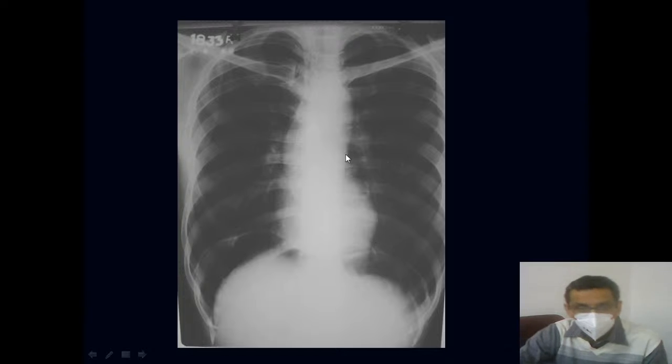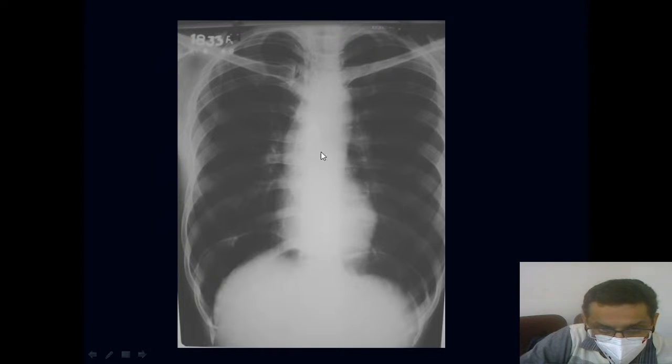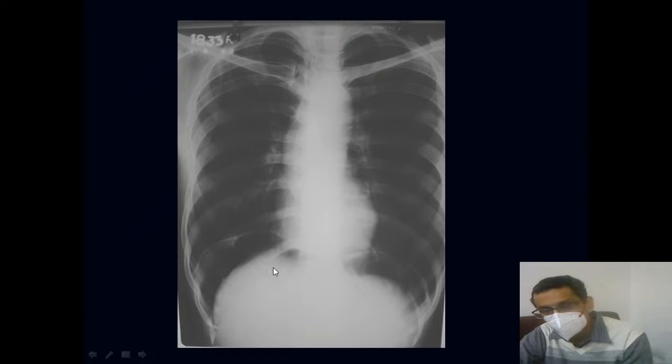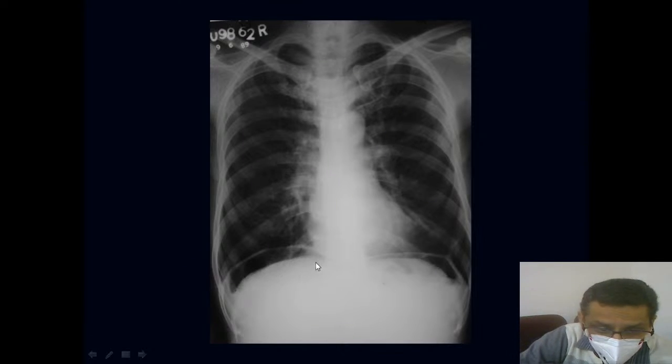Okay, another example. This is again a chest X-ray I am showing you. This is air in the lungs, but what you see here is the diaphragmatic opacity here, the diaphragmatic opacity here, and this is air beneath the diaphragm on both sides. So this is pneumoperitoneum. Okay, right. Another example. This has become clearer now. There is clearly air beneath the diaphragm here, and air beneath the diaphragm here.